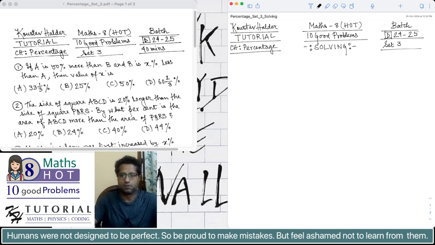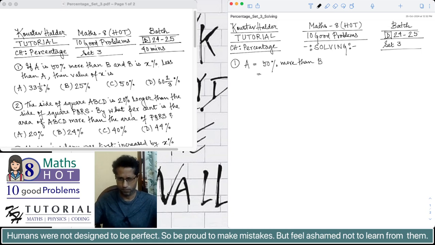The first problem says that if A is 50% more than B and B is X% less than A, then value of X is. Okay, so it is given that A is 50% more than B. So consider A and B are some quantities. So we can say that A is equal to 50% more than B.